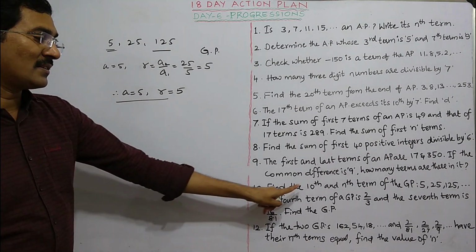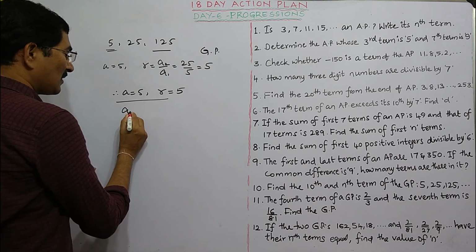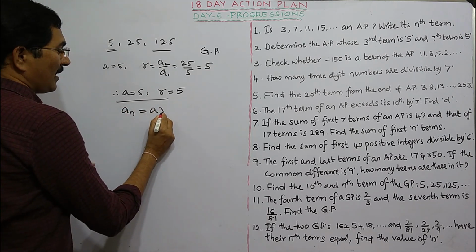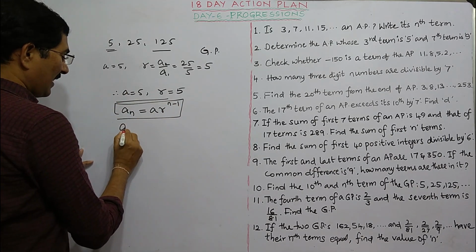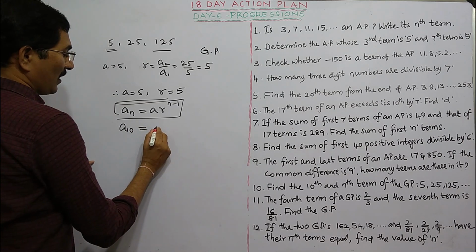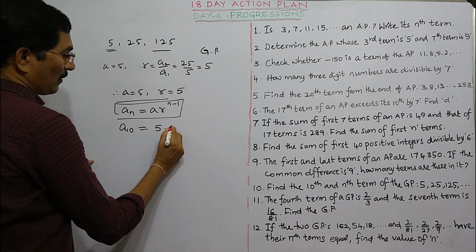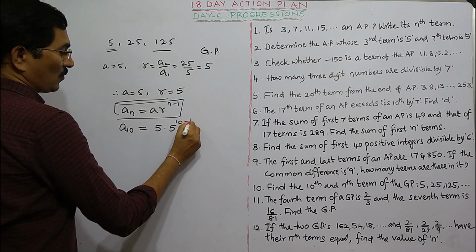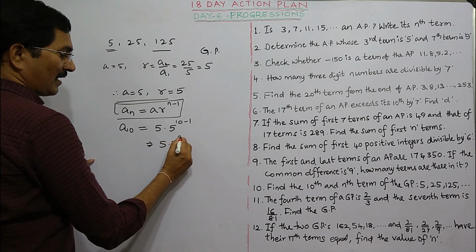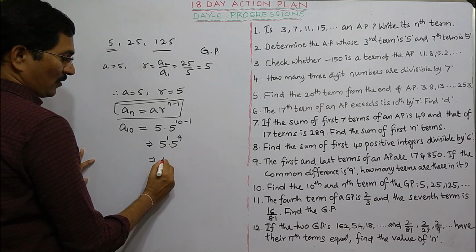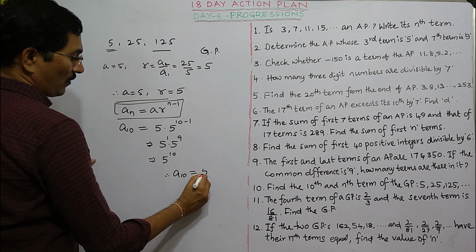The question is we have to find the 10th term. So what is the 10th term? To decide the 10th term we should know the general term formula. An is equal to A R to the power of n minus 1. This is what we know already. Now if you want A10, it will be A10 is equal to 5 into R to the power of n minus 1. What is R? It is 5. 5 to the power of, n is 10, 10 minus 1. So this becomes 5 into 5 to the power of 10 minus 1, which is 9. So this can be written as 5 to the power of 10. Therefore A10 is equal to 5 to the power of 10.